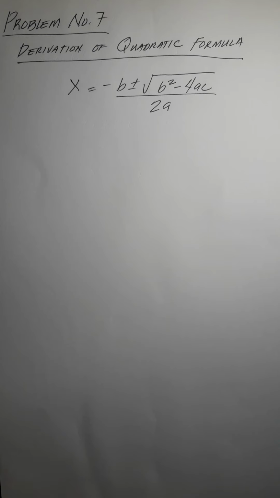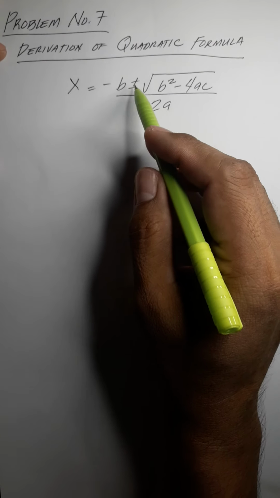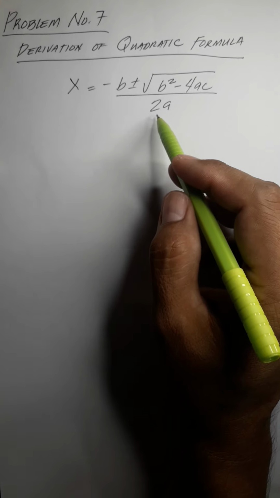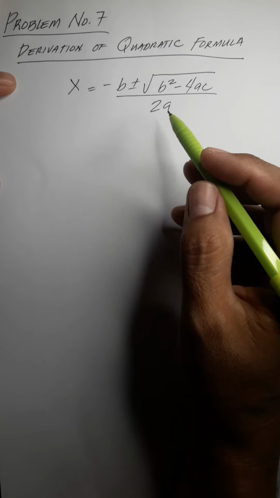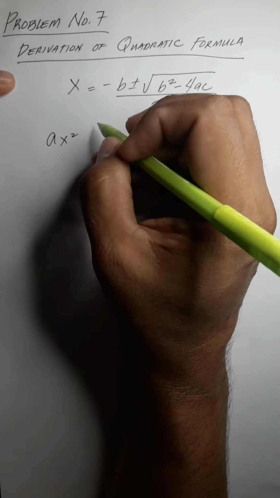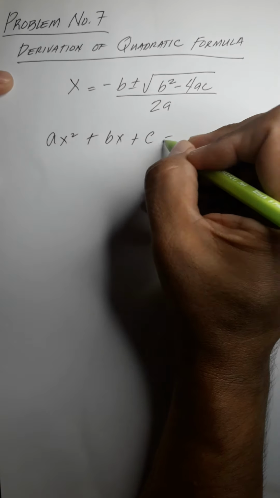Number 7, we are about to derive the quadratic formula. We all know that the quadratic formula is x equals negative b plus or minus the square root of b squared minus 4ac, over 2a. This formula was derived from the quadratic equation ax squared plus bx plus c equals 0.